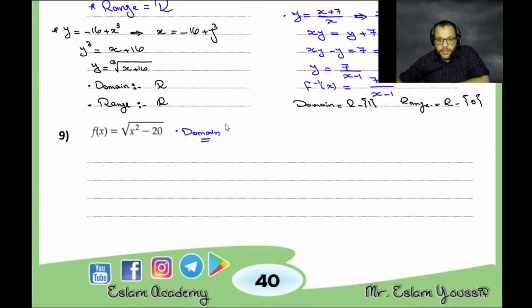Inna lillahi wa inna ilayhi raji'un. Square root of 20. Inna lillahi wa inna ilayhi raji'un. Hasbi Allah wa ni'mal wakeel.